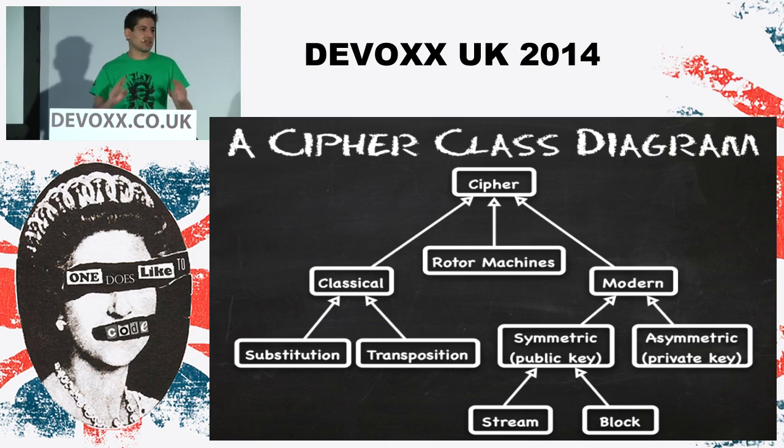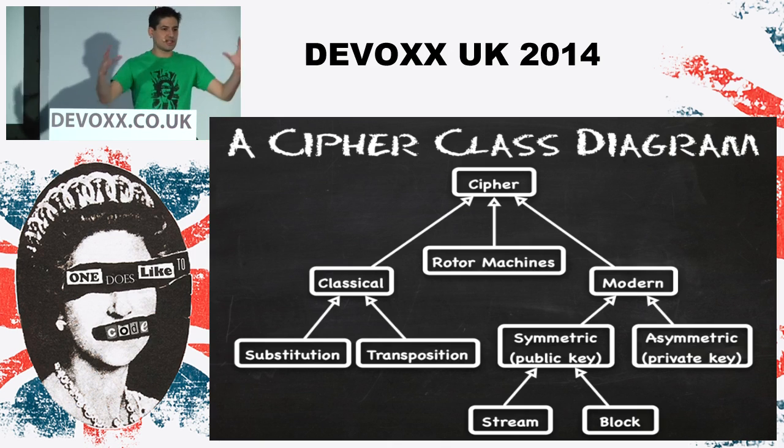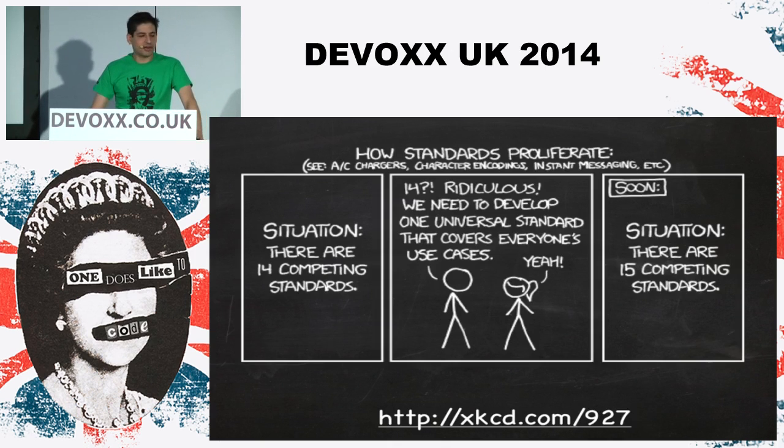Transposition is where you mix everything up in a slightly different way to substitution. But what we're really interested in is the modern ones. So we've got asymmetric and symmetric. Symmetric, which I've labeled wrongly here as public key, has got stream and block types. If you come across these terms, stream means it's getting a constant stream of information, encrypting as it goes. Whereas with blocks, it takes a chunk, does the block, waits till it's got the next chunk and sends them on that way. Asymmetric is what we're going to be focusing on, obviously.